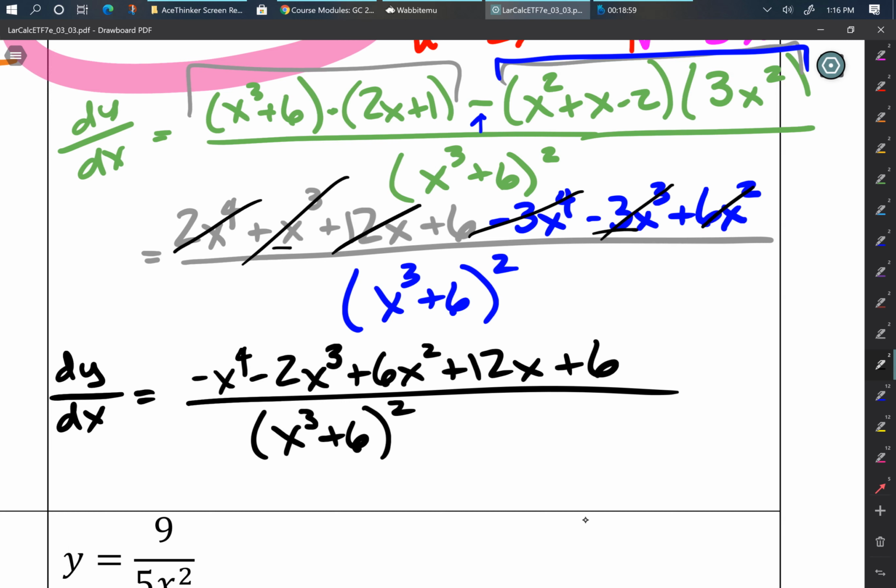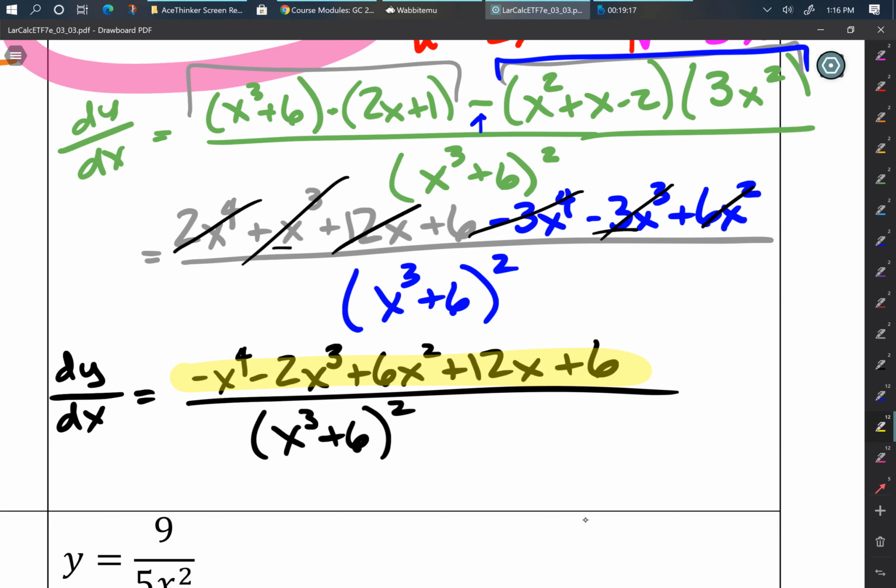Okay. And I'm going to call that good because I don't think that this numerator is going to factor in any meaningful way. And since that numerator won't factor in a meaningful way, I'll just leave it just like that.